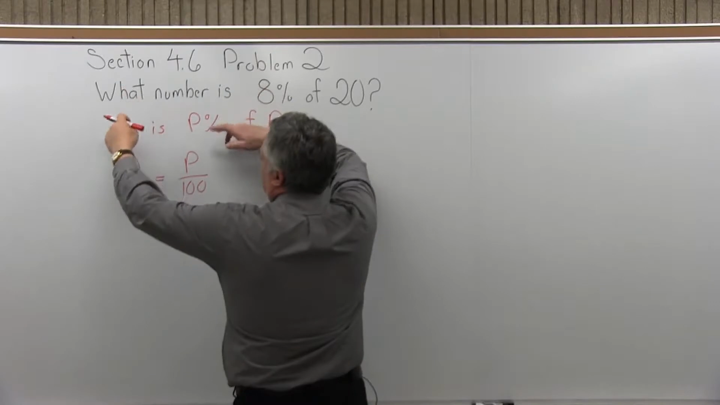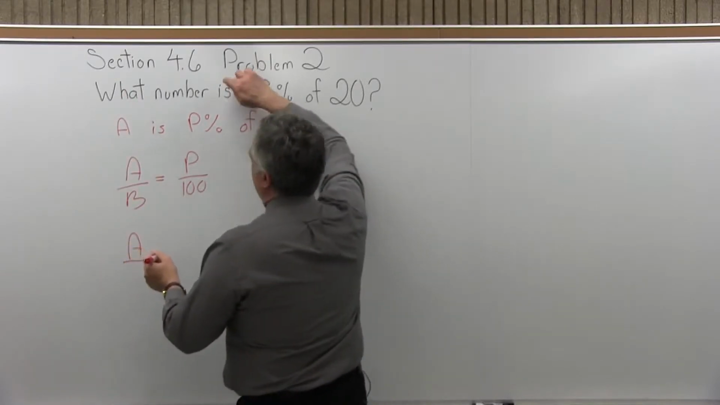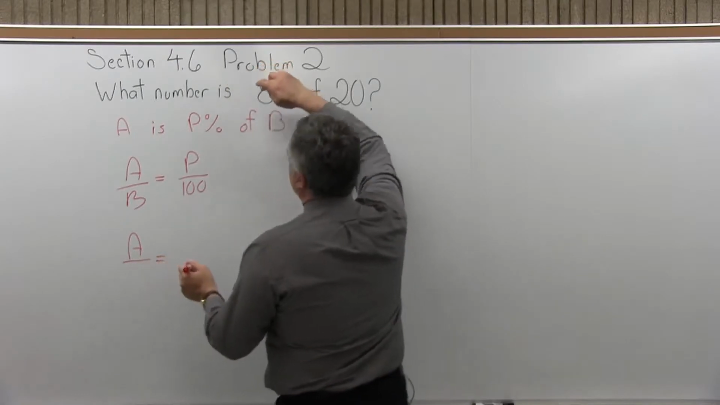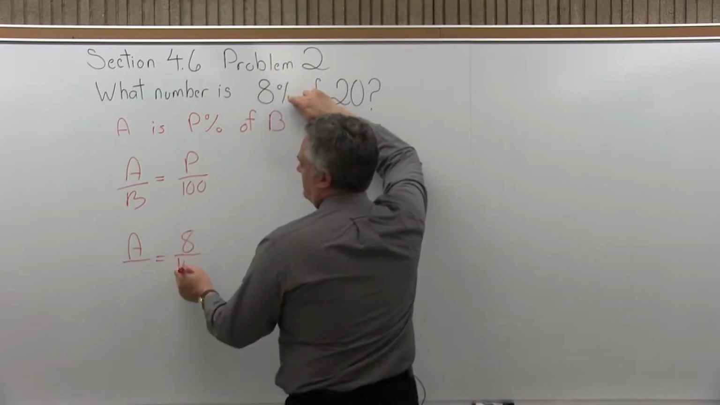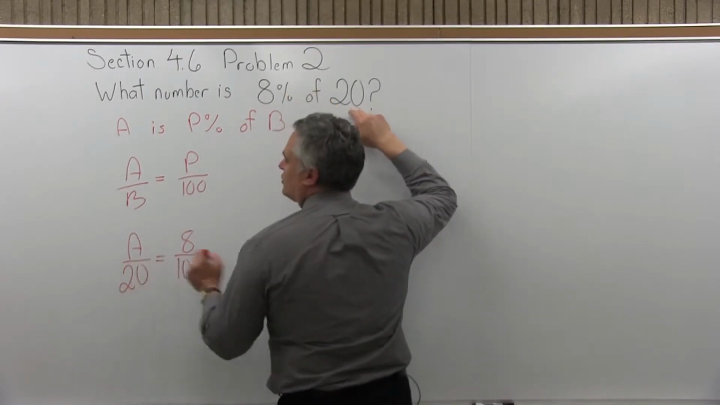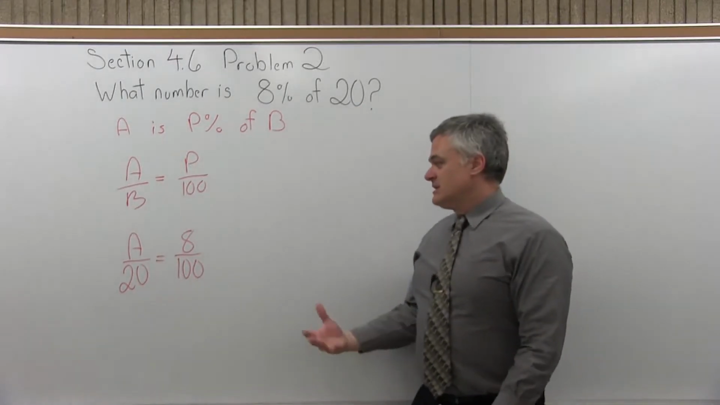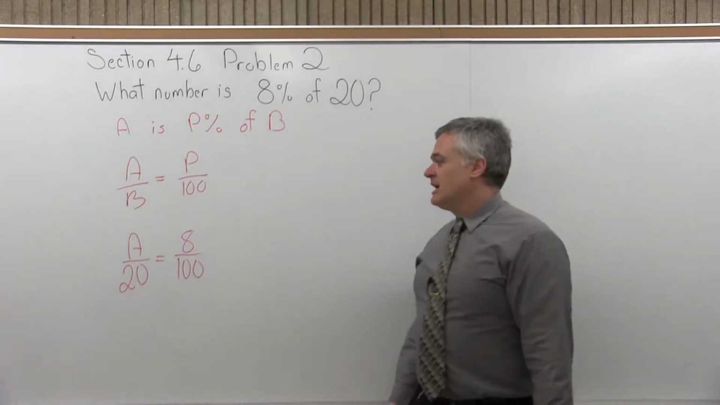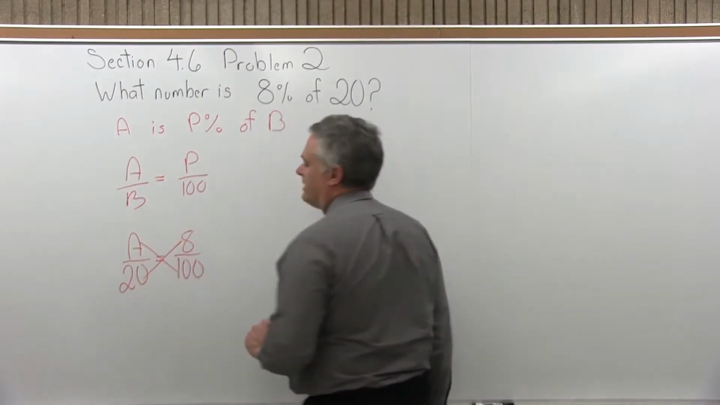So what number? That's the unknown. That's just going to stay as a variable. A is becomes an equals 8%. So 8% is 8 over 100 of B. So B this time is the 20. So we have A over 20 equals 8 over 100. This is our proportion. And now to solve a proportion like this, what we do is we cross multiply and divide.